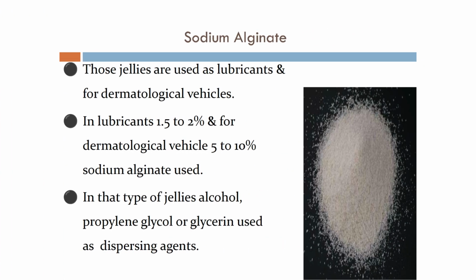Now on to sodium alginate. Jellies made with sodium alginate are used as lubricants and as dermatological vehicles. In lubricants, we use about 1.5 to 2% sodium alginate, while for dermatological vehicles we use a higher concentration of 5 to 10%. In these jellies, alcohol, propylene glycol, or glycerin are often used as dispersing agents to help with mixing.